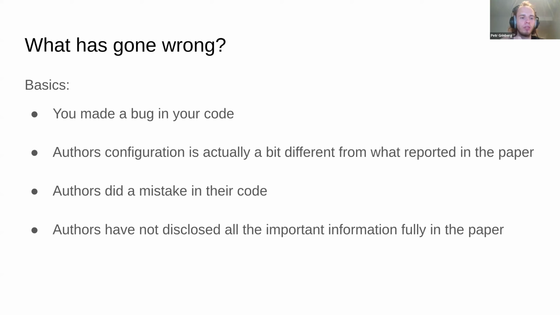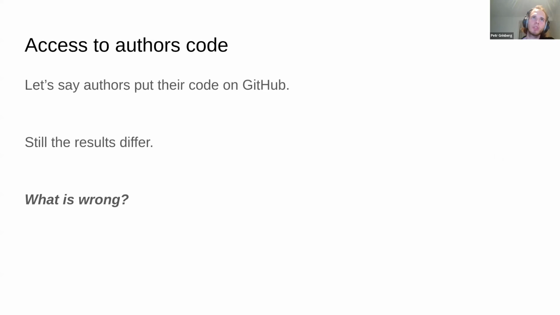And if authors have not disclosed all the important information fully in the paper, you need to guess. Sometimes, for example, they didn't include the learning rate, and you need to figure out what the learning rate was. Or they didn't include the loss function, and you need to figure out what the loss function was. Something like this. So, of course, you may blame yourself or blame the authors, but there are some other things.